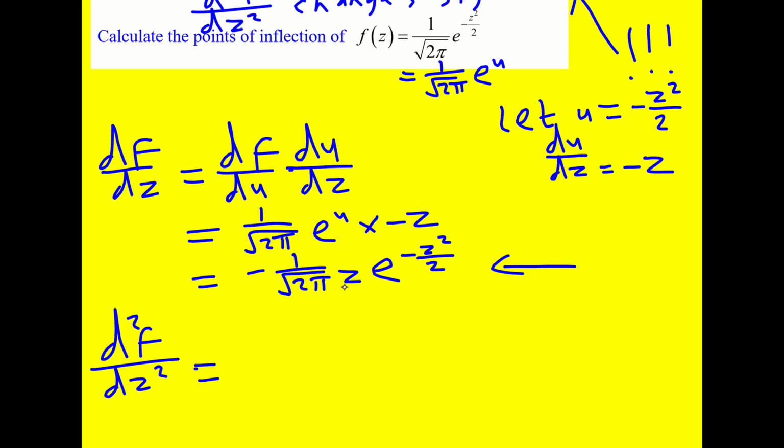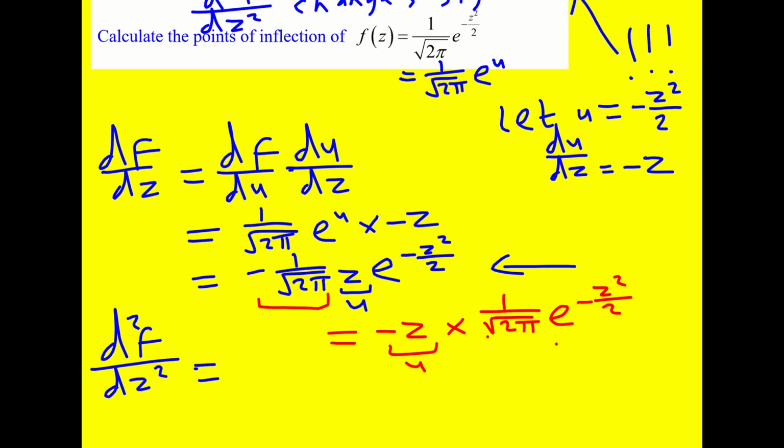So I think I'm going to treat this as u and the rest of it as v. Actually, not the minus bit. Let me rewrite it. So I'm going to rewrite it as minus z times 1 over root 2 pi e to the minus z squared over 2. This is going to be my u, and this is going to be my v. The reason I'm going to call this v is I've already differentiated it. I already know the answer. It's this whole thing here.